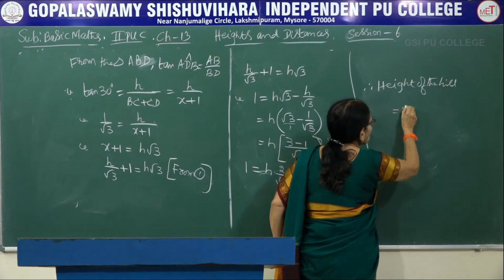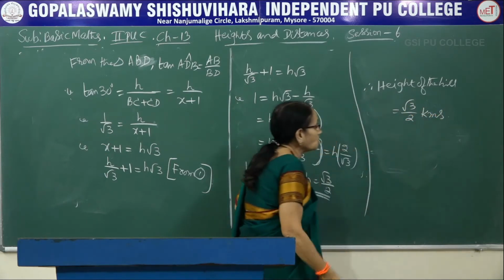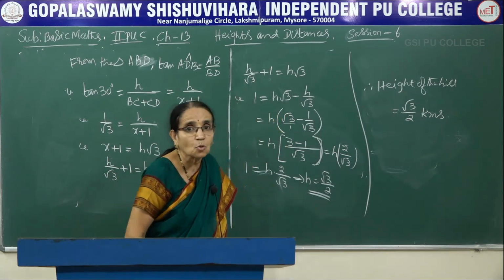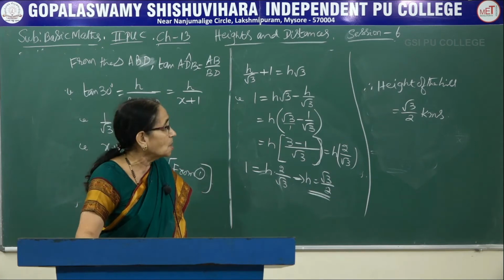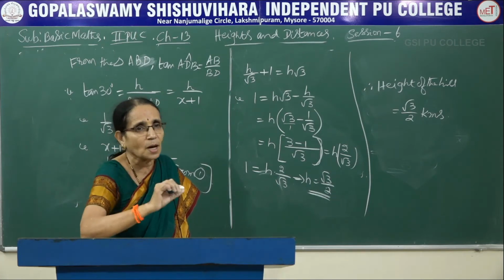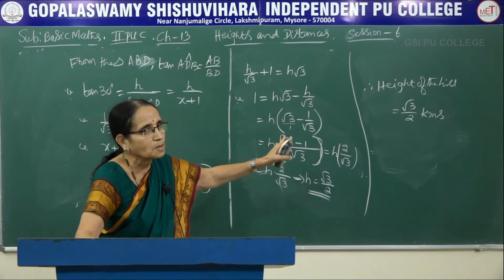Height of the hill is equal to root 3 by 2 kilometers. Because the unit was given in terms of kilometer stones we had considered, the answer should be written as root 3 by 2 kilometers. Suppose they had asked for the exact value, in that case the exact value of root 3 should be written, then you have to do the simplification.